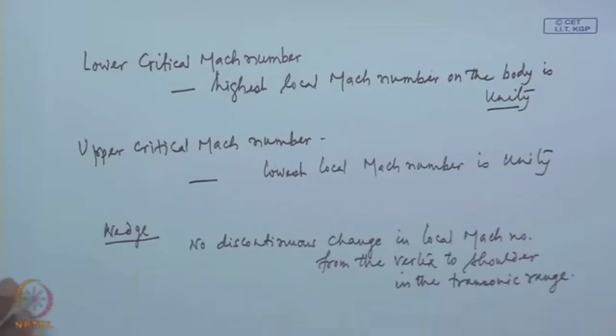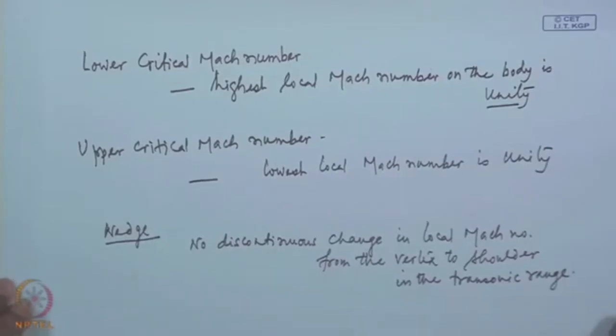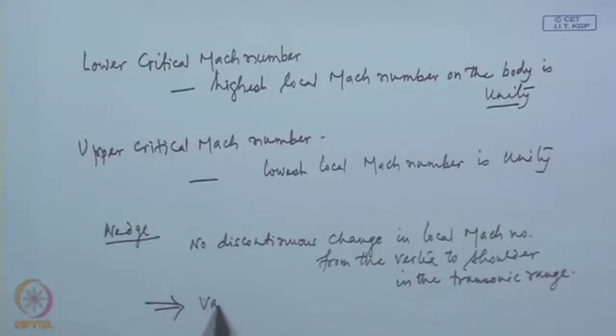Now, if the drag is plotted against Mach number, this of course shows a very rapid increase towards infinity. Now, from the basic nature of the flow, since this changeover from subsonic to supersonic is smooth, the variation in the drag should also be smooth. This implies variation in forces or force coefficients should be smooth and continuous.